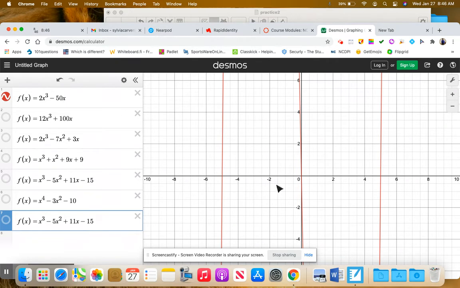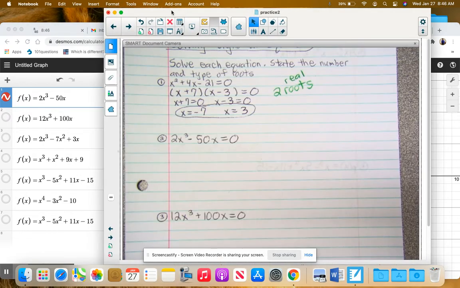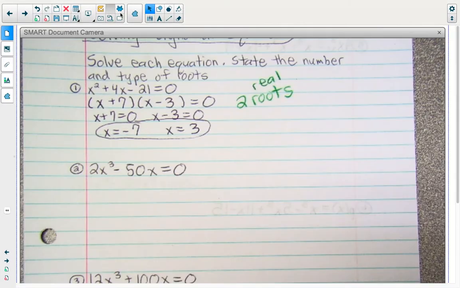I'm trying to see where it crosses the x-axis. So I can see that it crosses here at negative 5, 0. I see it crosses at 0, 0, and I see it crosses at 5, 0. How many solutions are we looking for? We're looking for 3 solutions. How do I know that? Because my highest exponent in my equation is 2x to the third. So I'm looking for 3 solutions. So lucky us, negative 5 is a solution, 0 is a solution, and 5 is a solution. So when I go back on my paper and write my solutions down, I'm going to say that we graphed it.